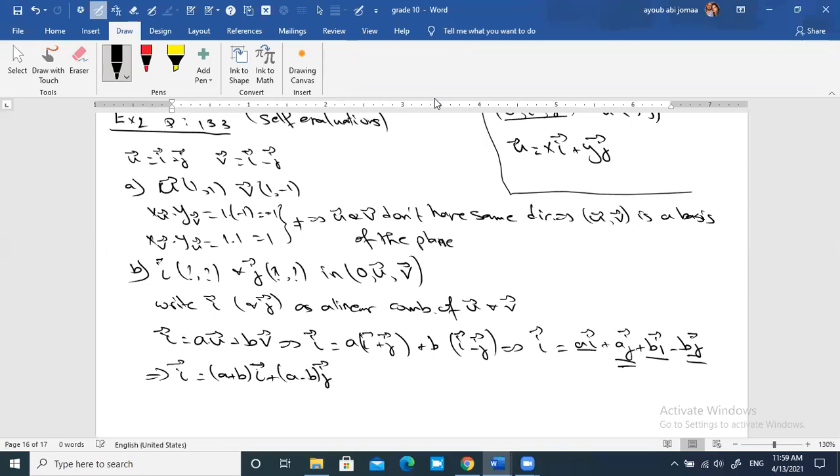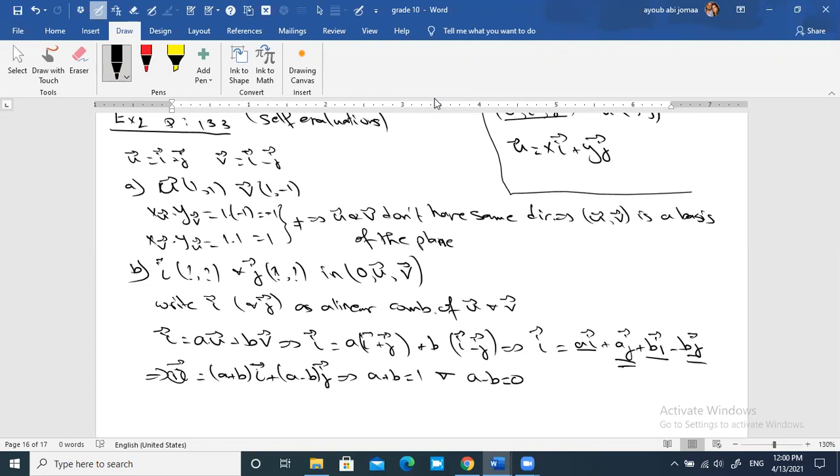These two vectors are equal. That means the components, or the coefficients, should be equal. So a plus b, the coefficient of i, should be equal to the coefficient of i here, which is 1. A plus b is equal to 1. And a minus b, the coefficient of j, should be equal to the coefficient of j here, which is 0. We don't have j.